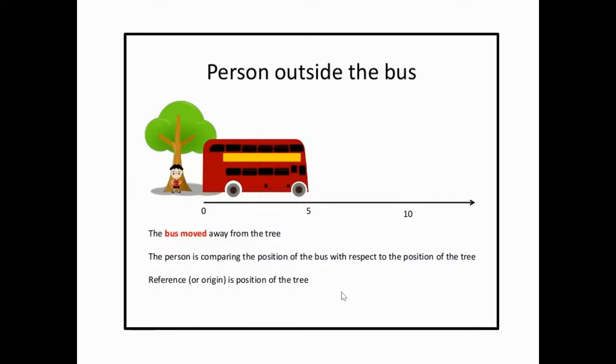Let's see this example; I'm posting the slide just to give an example for position. You can see the person is standing near the tree and a bus is moving. The position of the tree is exactly at 0, and the bus is also starting from 0. Thus the bus moved away from the tree. What you understand from this slide: the person is comparing the position of the bus with respect to the position of the tree. That means here our reference is the position of the tree. From the tree, how much distance the bus is traveling.